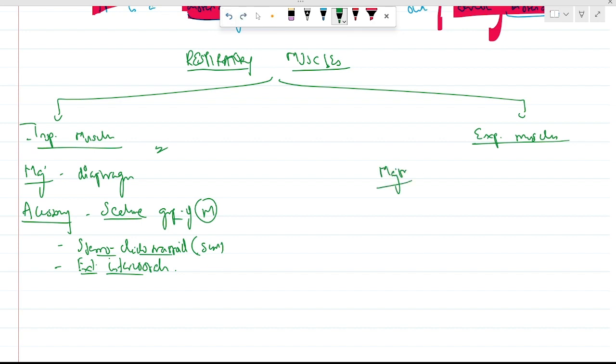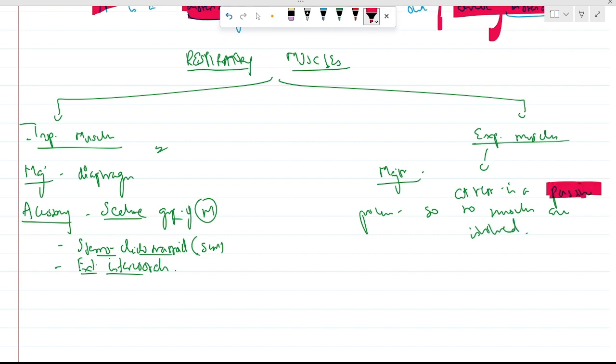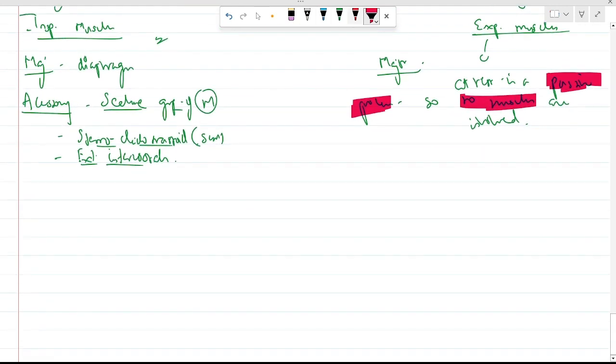Moving on to expiratory muscles, the major muscles. What are the major muscles? Expiration at rest is a passive process. So no muscles are involved. Remember this very important concept: at rest it is a passive process, no muscles are involved. When are muscles involved during expiration? Yes, forceful expiration.